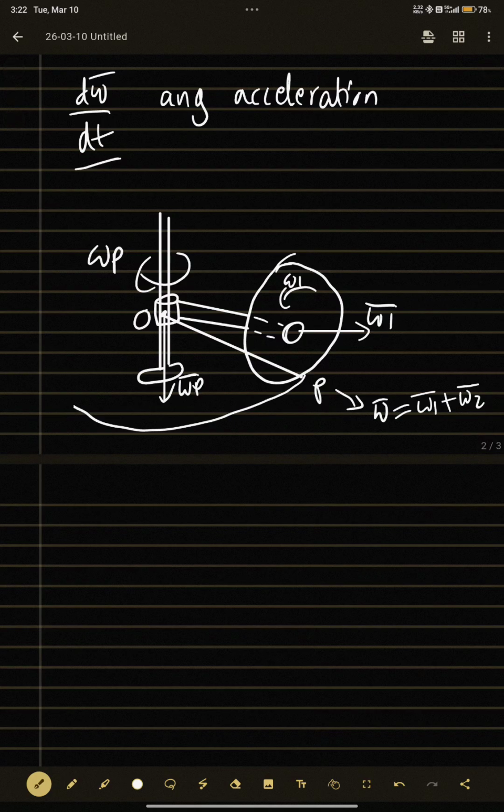So here you tell me where is the total omega? This point and this point you have joined. This is the total omega. How do you get it? Omega 1 vector plus omega p vector, you will get total omega. Now the thing is, ये जो omega vector है, how is it moving in space?